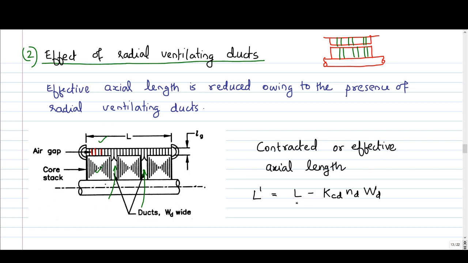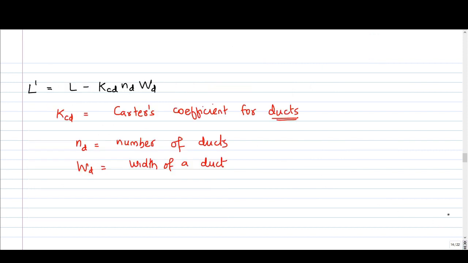It is given by the original core length L minus KCD into ND into WD. So we'll see what these terms are. L dash is L minus KCD ND WD, where KCD is the Carter's coefficient for ducts. We have seen Carter's coefficient for gap. Similarly, this is Carter's coefficient for ducts. And ND is the number of ducts and WD is the width of a duct.